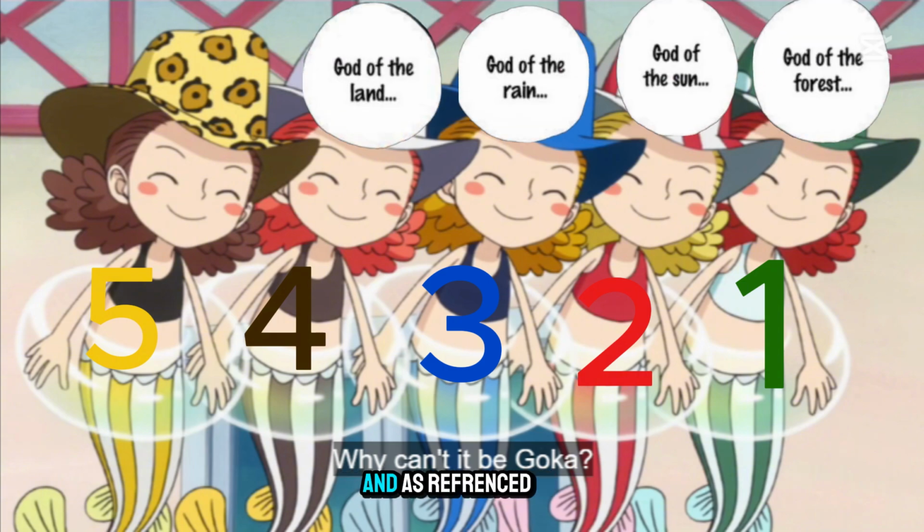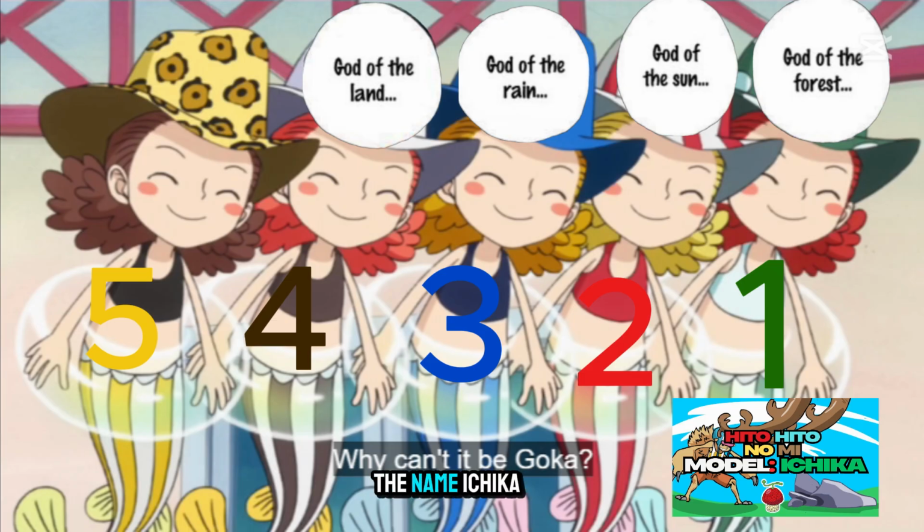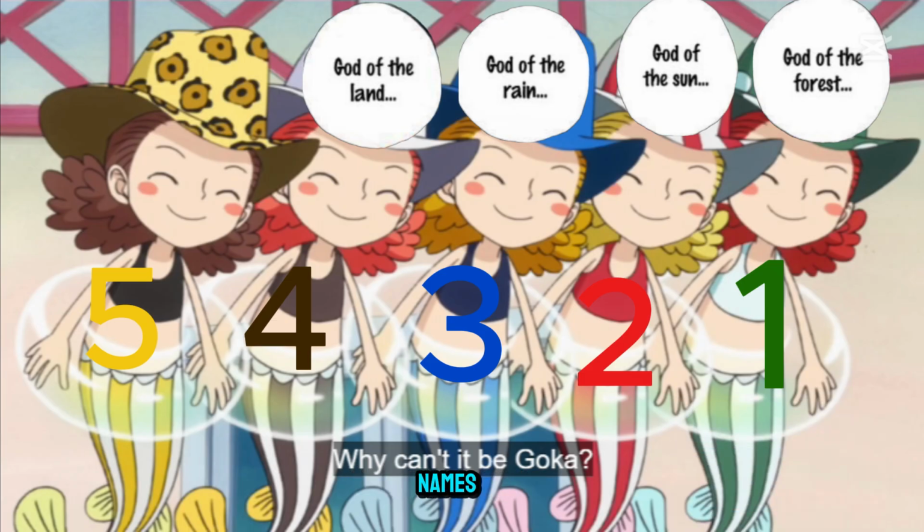The names coordinate. And as referenced in our forest god video, the name Ichika translates to 1,000 flowers. This goes as far as the names, the colors, and the numbers all coordinating to show you that, hey, this is something important. But again, why is there a 5th child and no 5th god mentioned back in Skypia? Well, we can start looking into a few things.